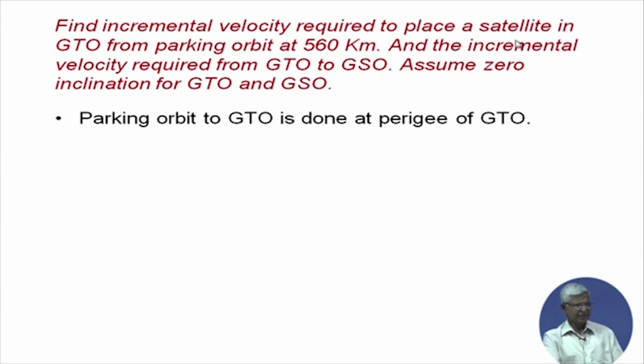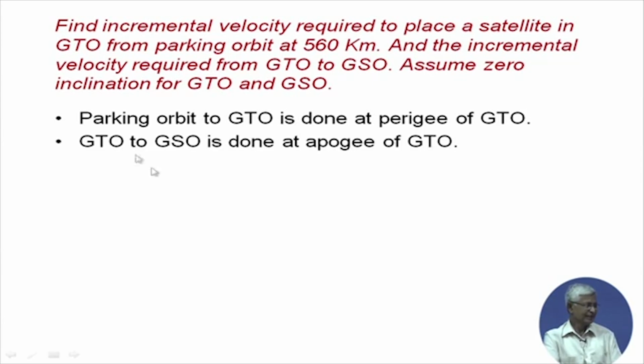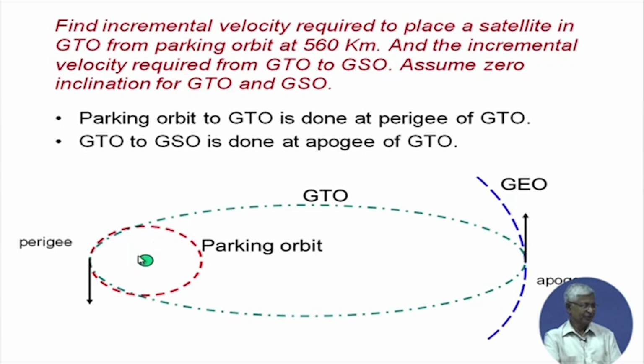This is a very generalized calculation. In the real case for Indian launchers, we have seen that we go directly from GTO to GSO. Please keep your calculators ready and do the calculation. Though I am going to show it step by step, do not blindly follow, you must do your own calculation. Parking orbit to GTO is done at perigee of GTO, and GTO to GSO is done at apogee of GTO. It is pictorially shown here. Initially it is put into a circular orbit, and then at perigee it is fired. So, this elliptical orbit is attained, and at apogee it is fired, so that geostationary orbit is attained.